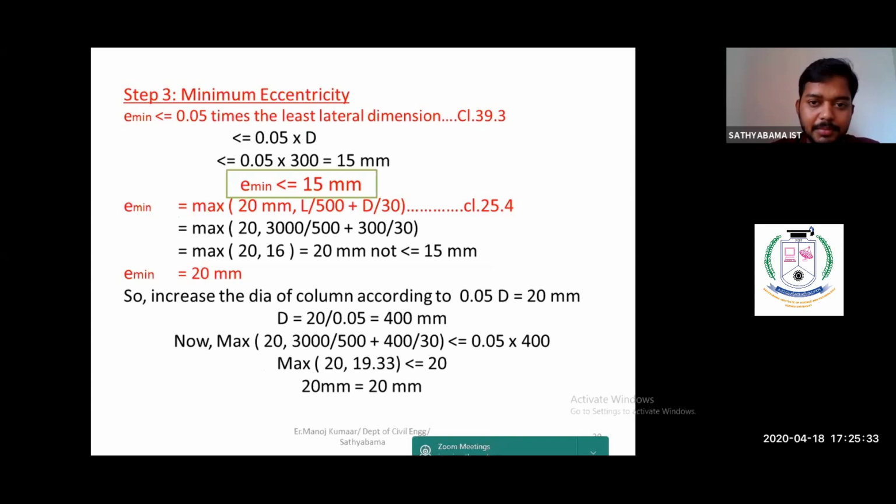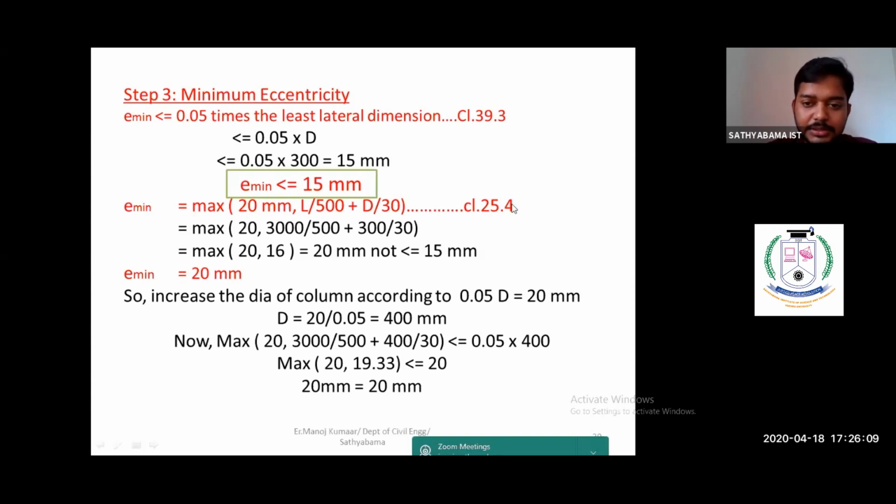Next step number 3 is minimum eccentricity. For calculating minimum eccentricity, we have to go through 2 clauses. One is 39.3 and the other one is 25.4. As per clause 39.3, the minimum eccentricity should be less than or equal to 0.05 times the least lateral dimension. Now what is the least lateral dimension? Diameter. So 0.05 into D, 300, we are getting 15 mm. So the minimum eccentricity should be less than or equal to 15 mm only.